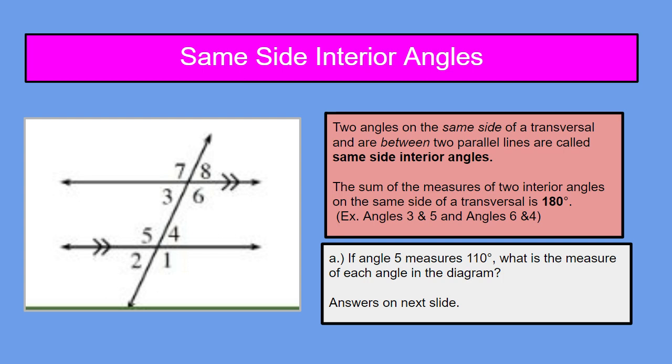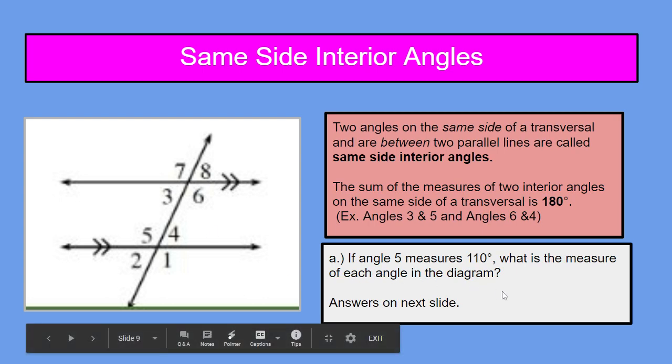Now, there's also one more called the same side interior angles. What that means is 2 angles that are on the same side of a transversal and between the lines. So they're not alternate interior, they're still interior angles, but they're on the same side. They have a sum of 180 degrees. So that would be like angles 3 and 5 here, or angles 6 and 4. Both sets of those are examples of same side interior angles.